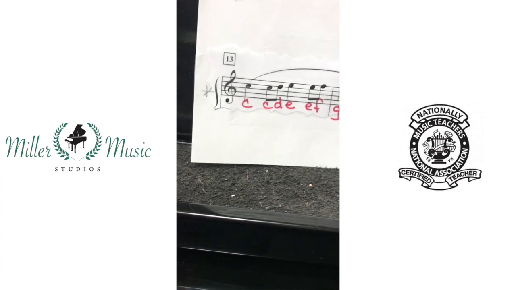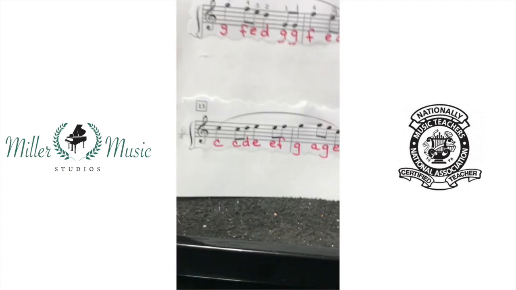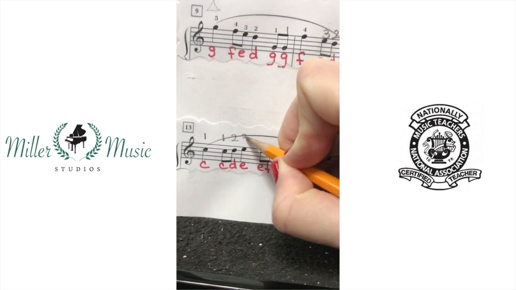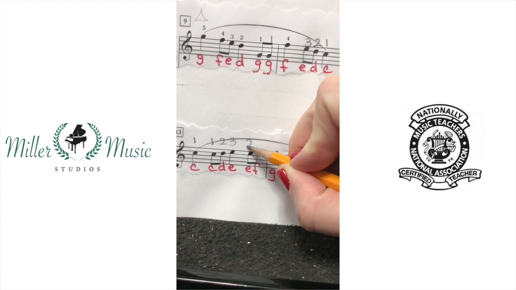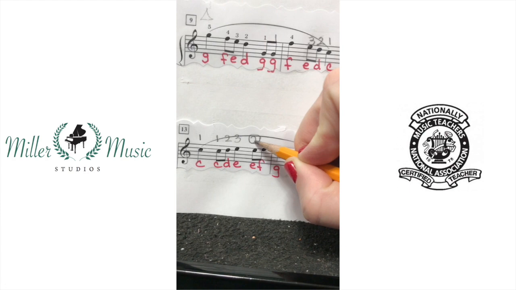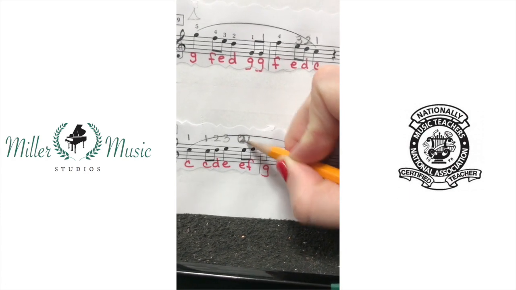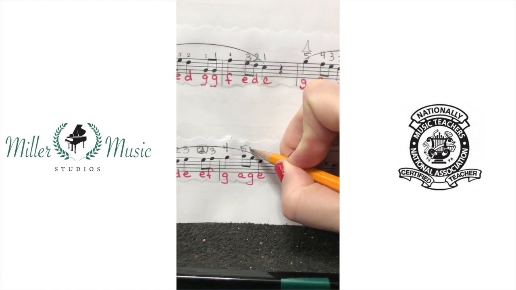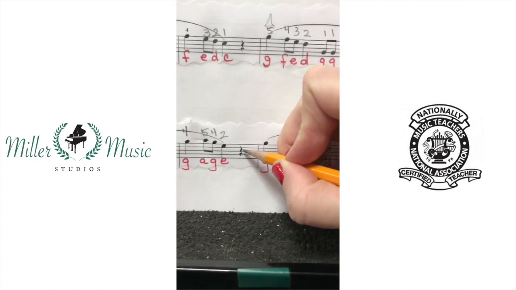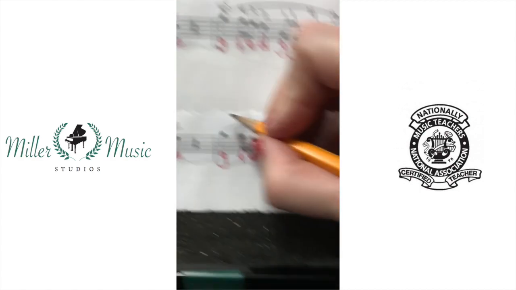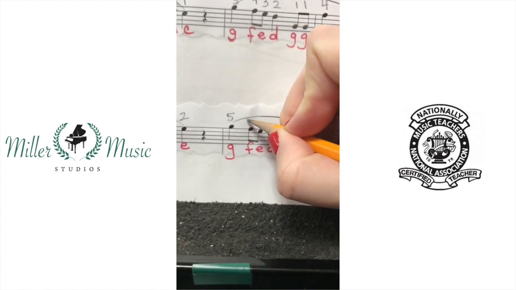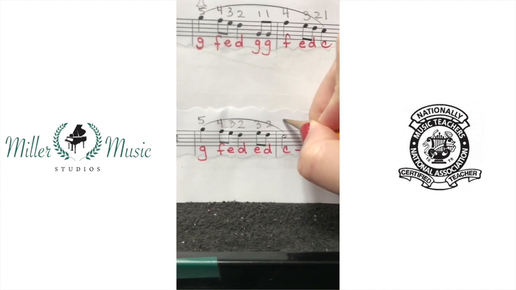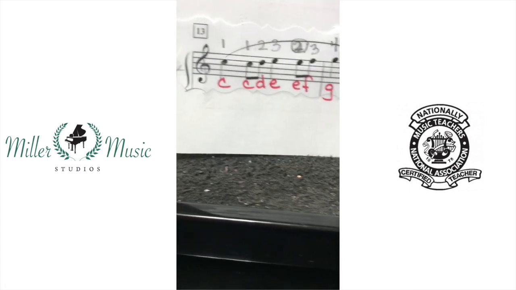The second line down is the same as the 4th line down. But I think we need to put some numbers in. So we have 1, 1, 2, 3. Change to a 2, so let's circle it again. 2, 3, 4, 5, 4, 2, rest. And just like that phrase, we're going to put in 5, 4, 3, 2, 3, 2, 1. Okay, let's play that.